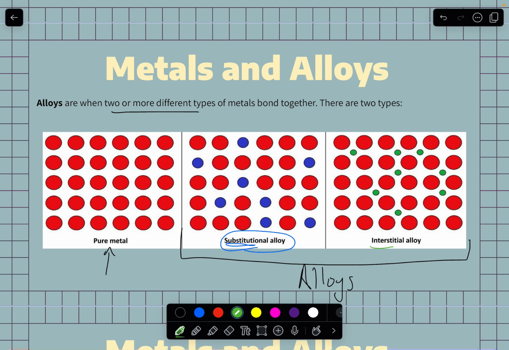Our other type is interstitial alloys. Interstitial, right? Inter kind of means between. These interstitial alloys have a second type of metal that's between the other atoms. So we're not replacing them. Now we're just going in between them. Okay, so in interstitial alloys, that second metal has to be a lot smaller. It cannot be the same size.